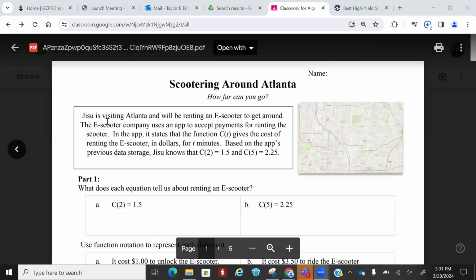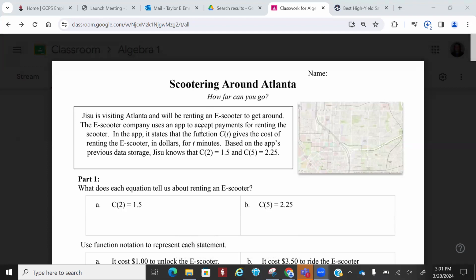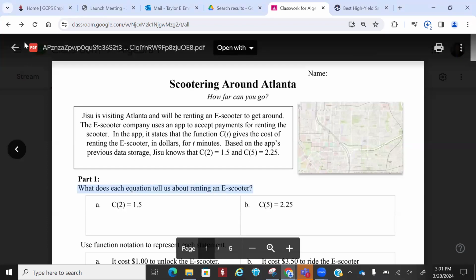All right, so we've got some kid renting an e-scooter to go around, and they use an app to accept payments for renting. In the app, it states that the function C of t gives the cost of renting the e-scooter in dollars for t minutes. Based on the app, she knows C of 2 equals 1.5, C of 5 equals 2.25. So what does each equation tell us about renting the e-scooter? So back up here, it says C of t gives the cost of renting the scooter for t minutes. Okay, so when we say C of 2 equals 1.5, we're really saying for 2 minutes, it costs how much?